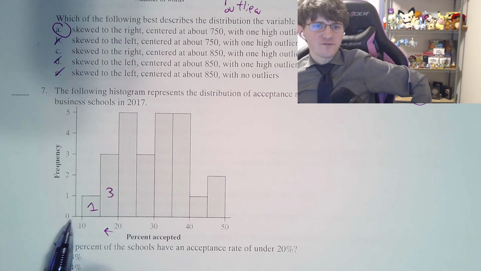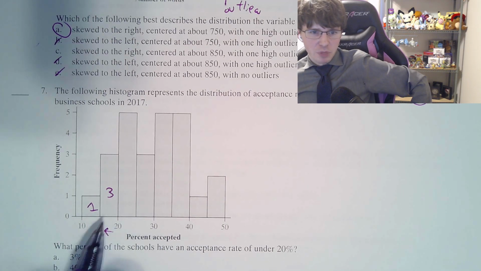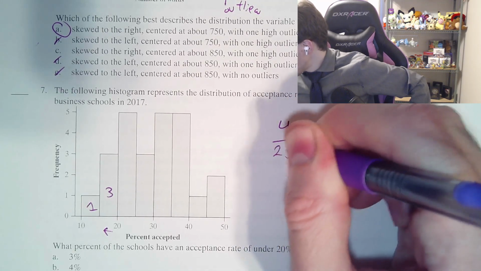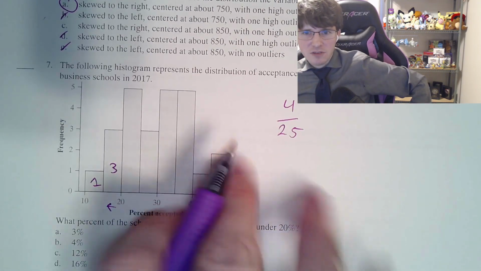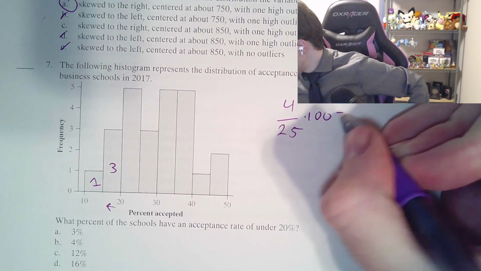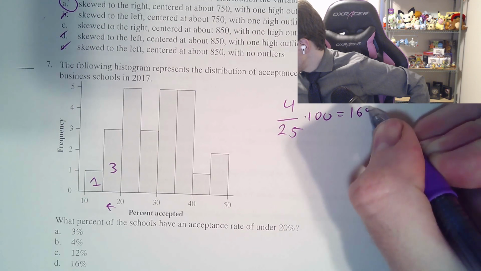There are a total of 4 of the schools that have below 20%. So there are 4 of them. There are 25 total, so you've got to do 4 divided by 25. Again, multiply by 100. I have faith in your ability to use a calculator. This is going to give us 16%.